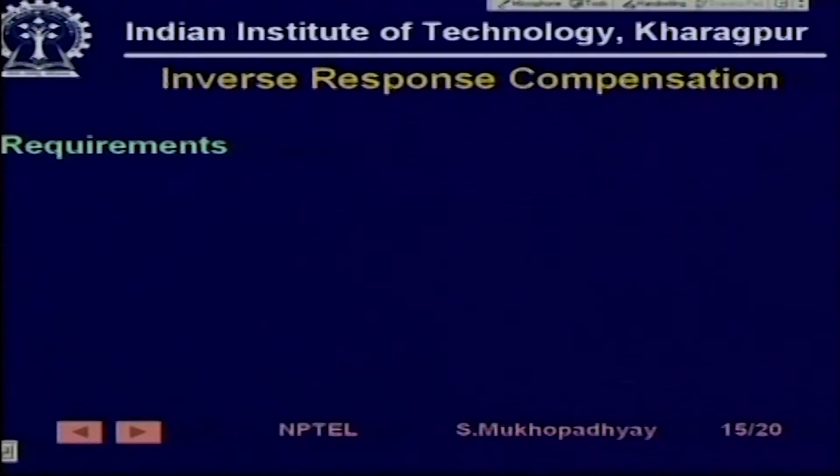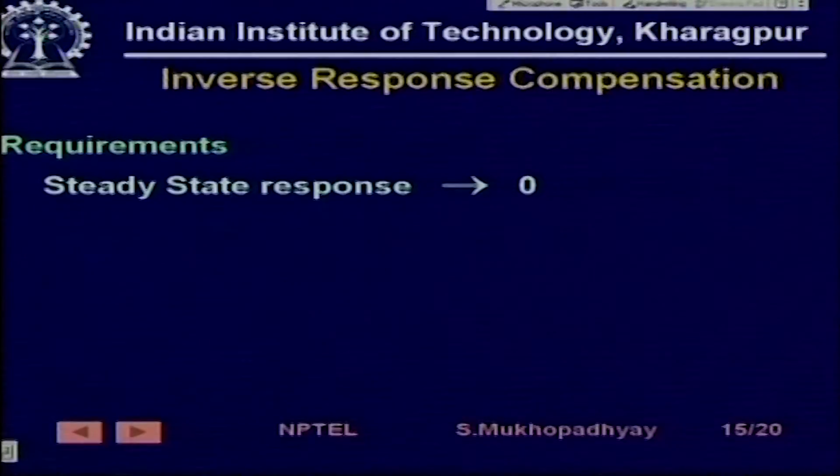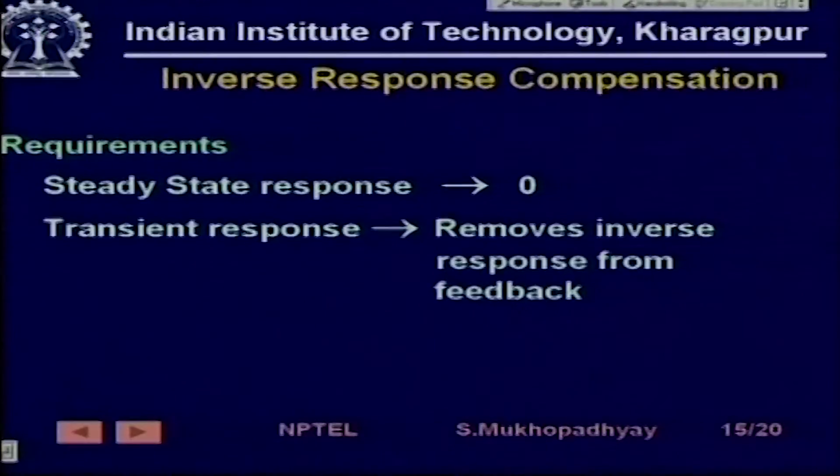But let us see first how we can compensate for this inverse response. So, first, what is the requirement? The requirement is that in the steady state, my response should be all right. So, whatever compensation I want to do, its effect in the steady state should not be there. But in the transient response, what it should do is not allow this inverse response to be fed back to the controller, which is confusing the controller. This is the main thing. So, it should remove the inverse response from the feedback in the initial parts.